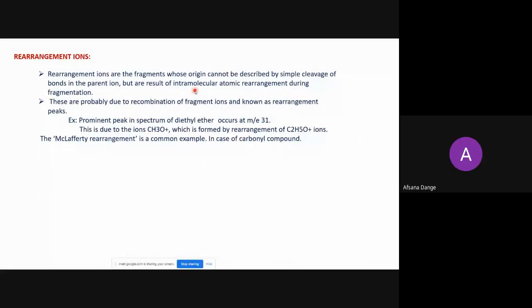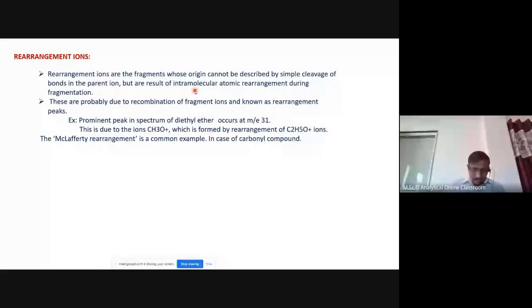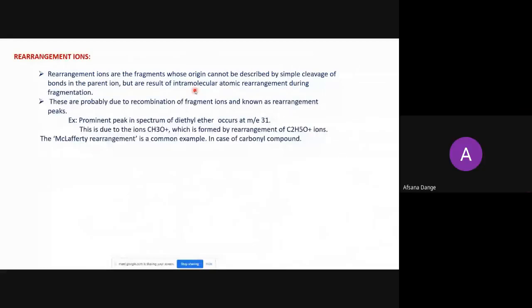Gamma position, sir, with respect to the carbonyl. Anyone can remember? Gamma position. Does anyone remember?